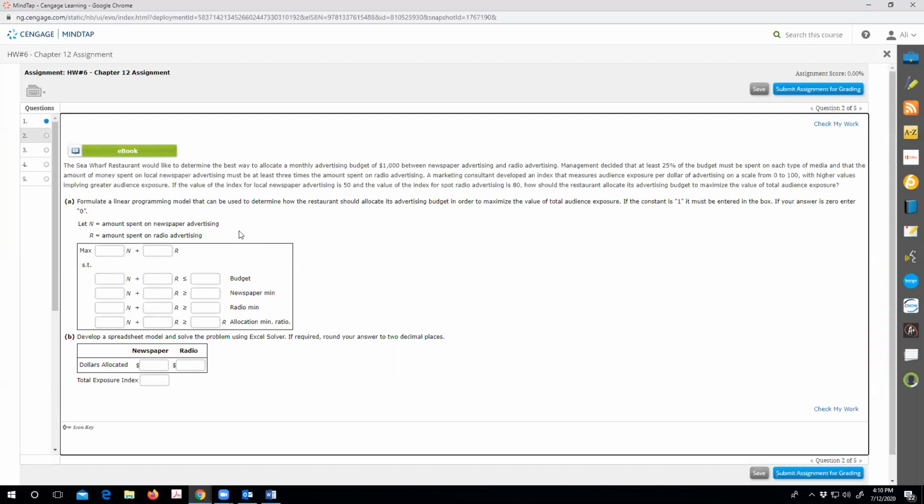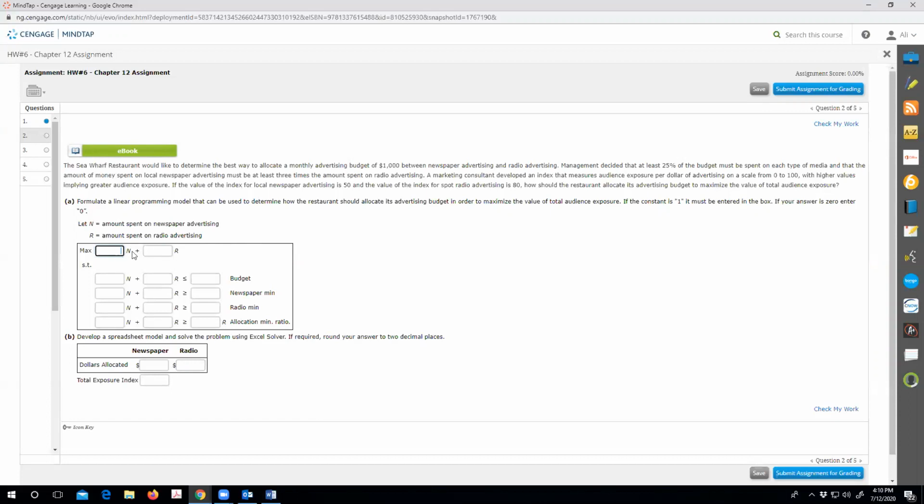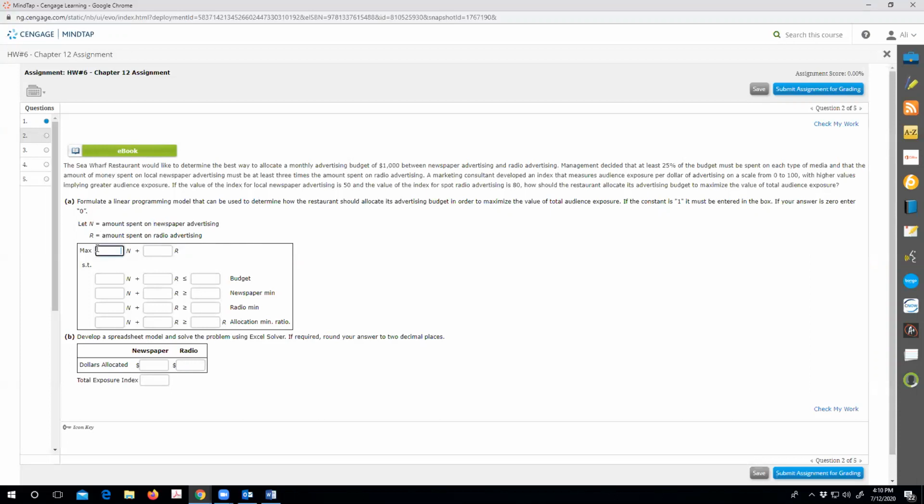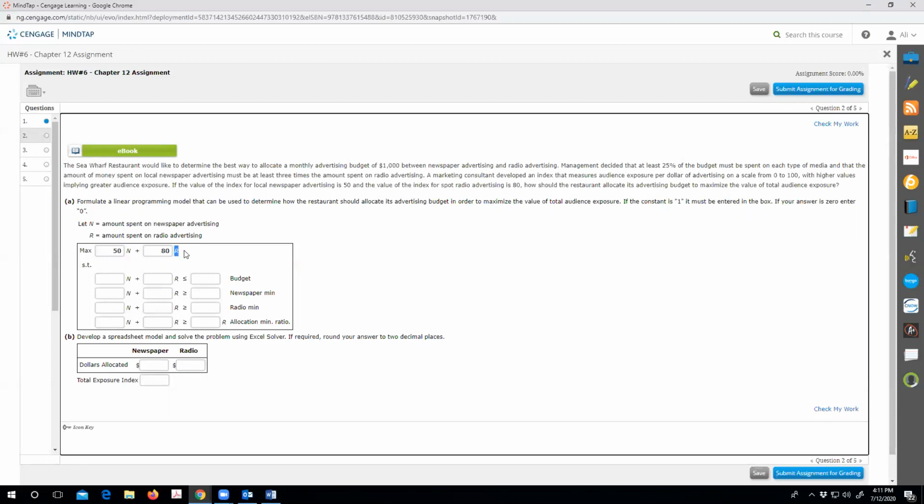First thing we know, it's not a minimization, it's a maximization problem, and it mainly depends on these two variables, how much we can change these two things. So the amount of advertisement in newspaper and the amount in the radio advertisement. If you put 50 and 80 here, these are probably some factors or exposure index. So these are constant, but these two are changing, and changing the overall maximum exposure of audience.